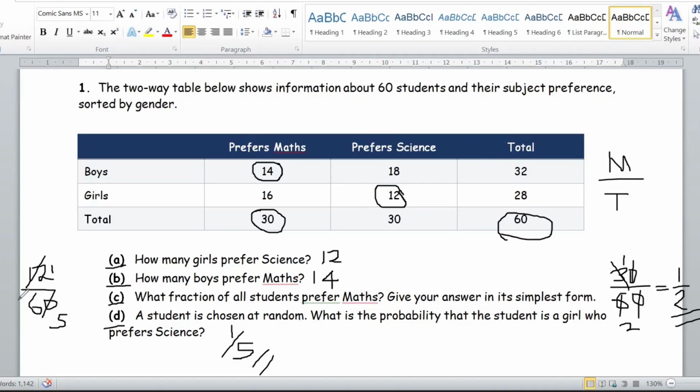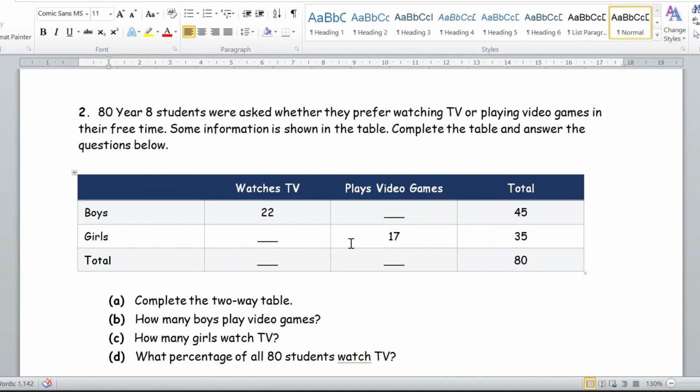So let's solve one more exercise. Alright, so to question 2. Question 2 says that 80 year 8 students were asked whether they prefer watching TV or playing video games in their free time. Some information is shown in the table. Complete the table and answer the questions below.